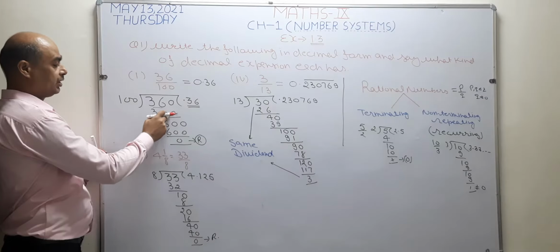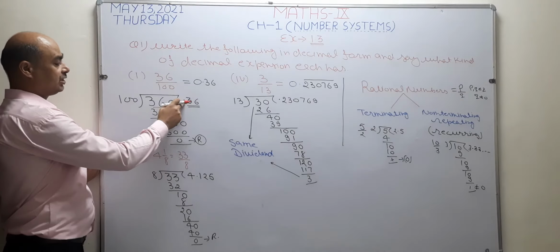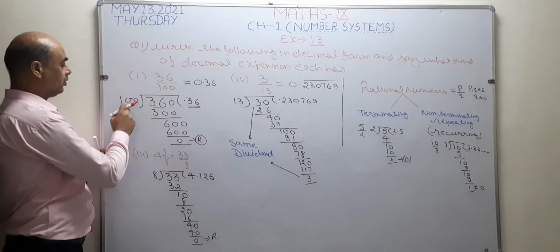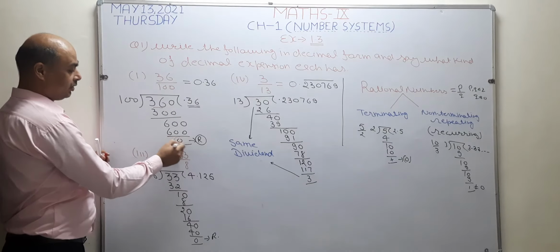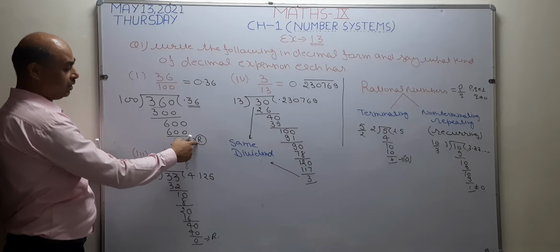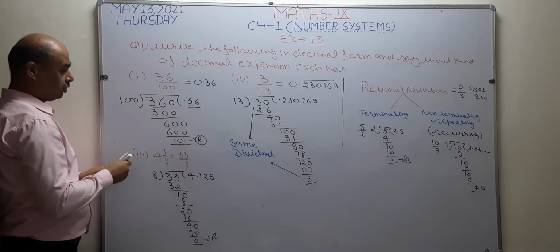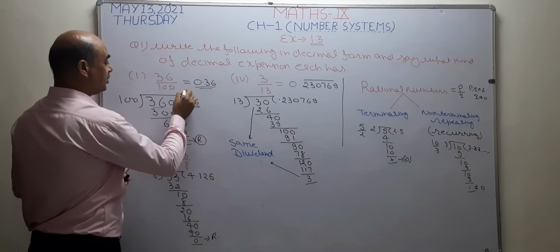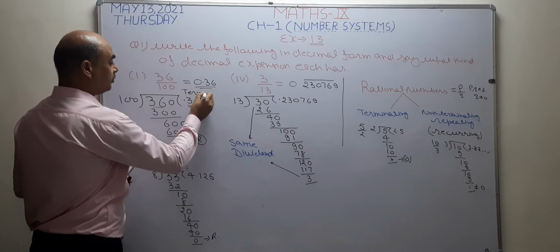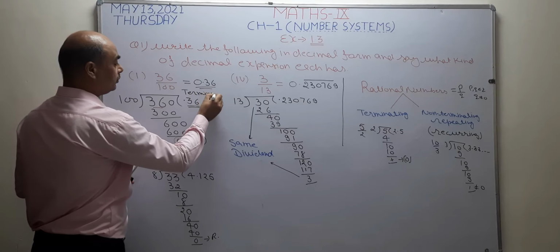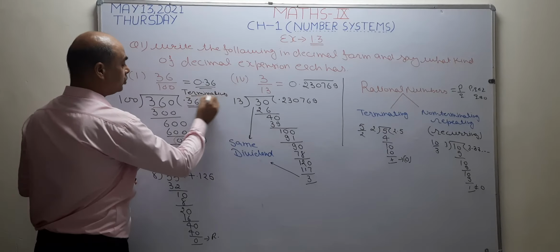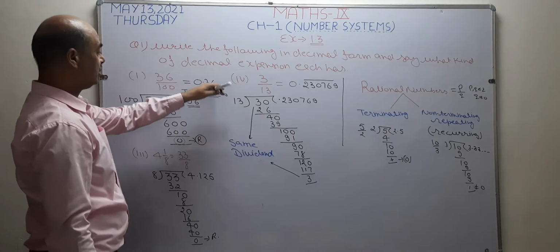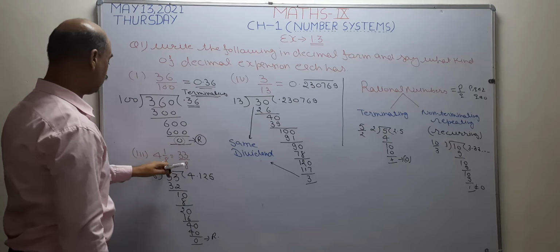100 3s are 300. What is left? 60. After decimal, 10 is allowed to take, so this number becomes 600. Now 100 6s are 600. See what happened? The remainder becomes 0. Since the remainder becomes 0, this decimal expansion is known as terminating decimal expansion. Answer is terminating decimal.